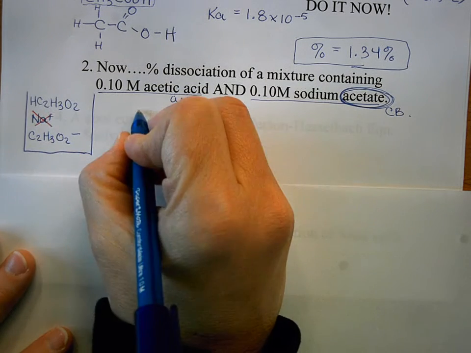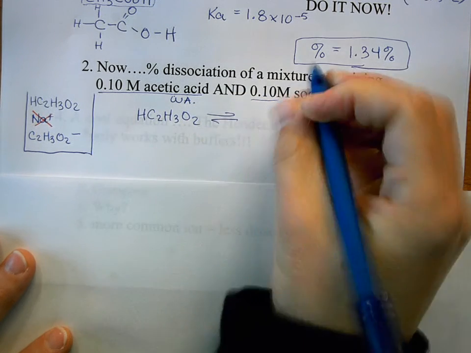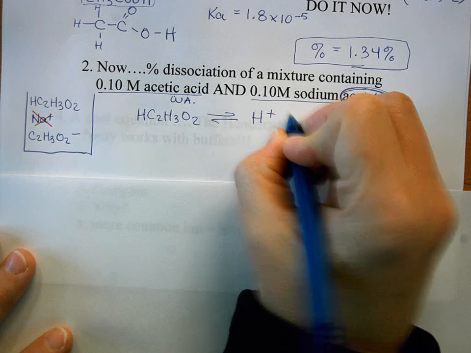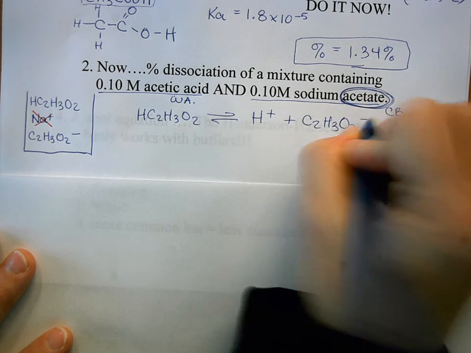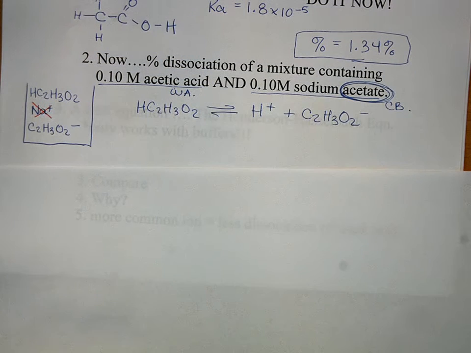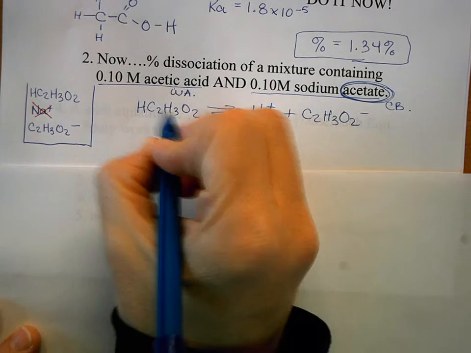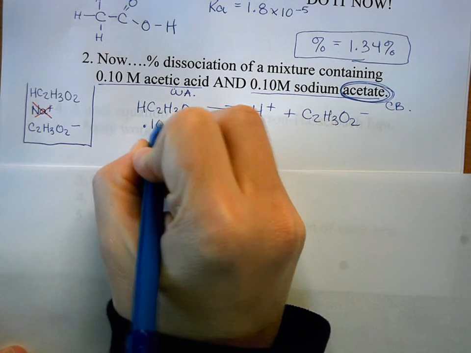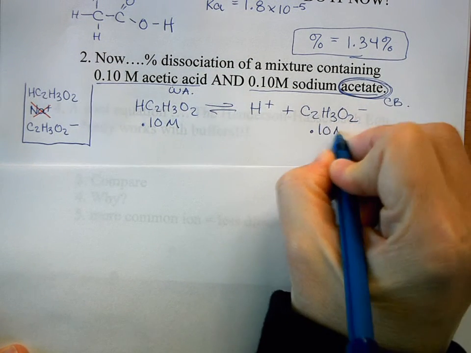Basically, I'm just going to have a normal dissociation reaction of acetic acid, producing some H+, not a ton, but a little bit, and acetate ions. All the while I'm trying to calculate the percent dissociation. It's calculated exactly the same way as in number 1. The difference is that not only do I have the initial concentration of acetic acid at 0.10 molar, I also have an initial concentration of 0.10 molar of acetate ions.